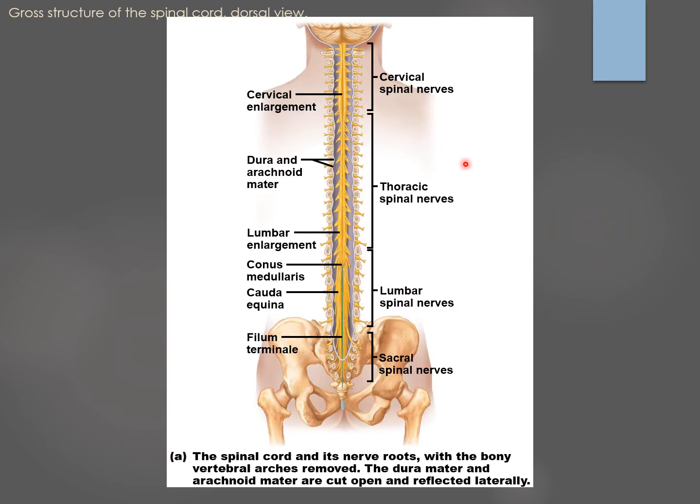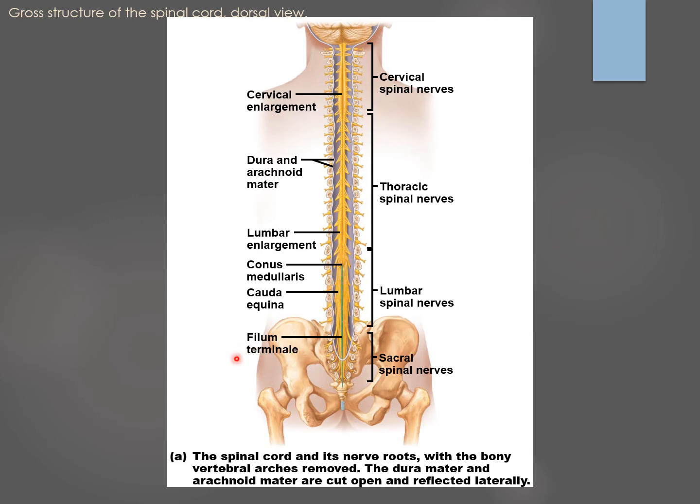Here is another pic of the spinal cord. You see that we have that cervical enlargement here. We have the lumbar enlargement here. This is where we have cervical spinal nerves, thoracic, lumbar, sacral. You have your conus medullaris. You have your cauda equina.